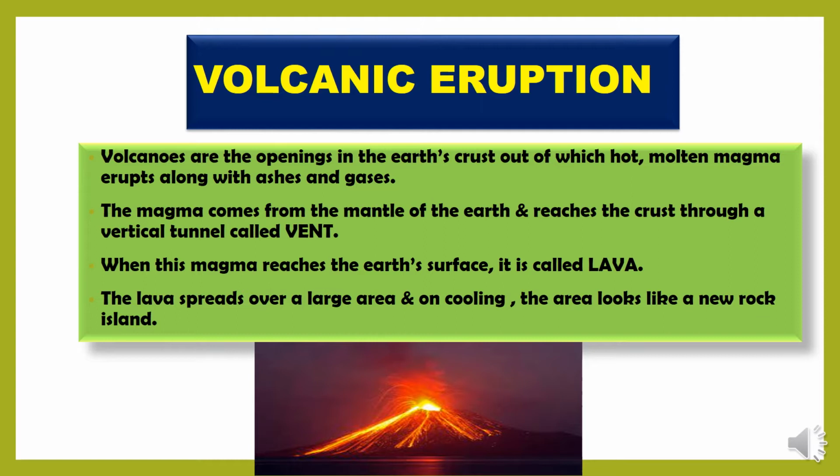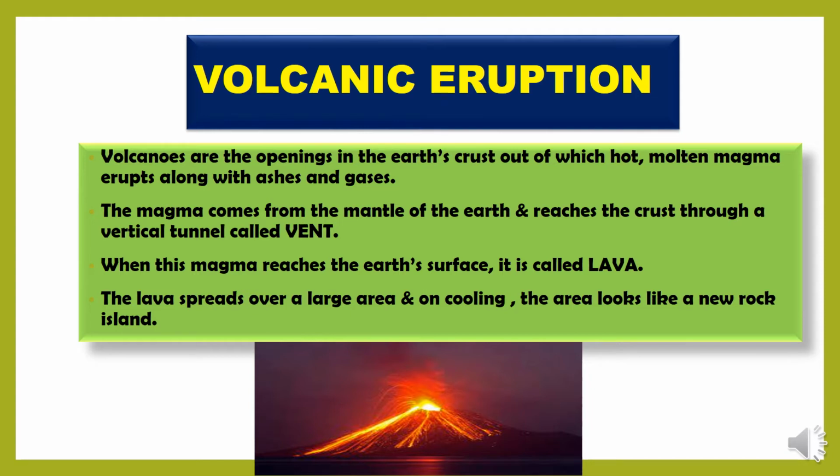Volcanoes are openings in the earth's crust which give out hot molten magma along with ashes and gases. Basically, you must have heard about how a volcano looks. It looks like a mountain with a hole in the center called the vent, through which the magma comes out. The magma comes from the mantle of the earth and reaches the crust, the upper layer of the earth, through a vertical tunnel called the vent. So basically the vent is the vertical tunnel through which the magma comes out.